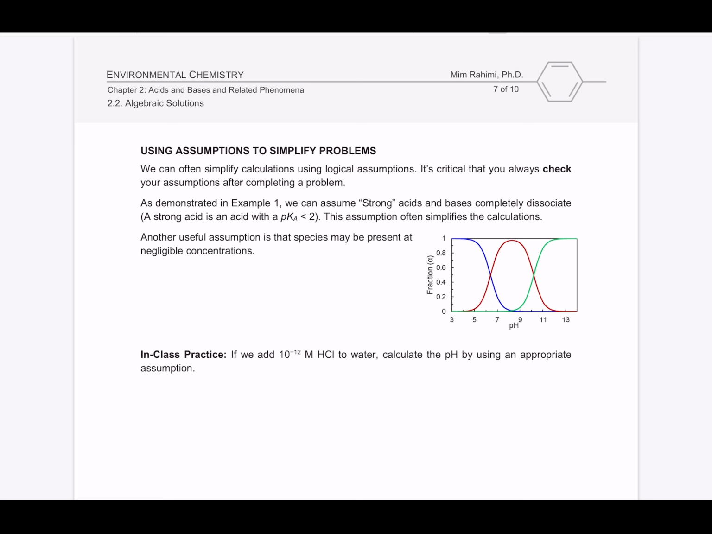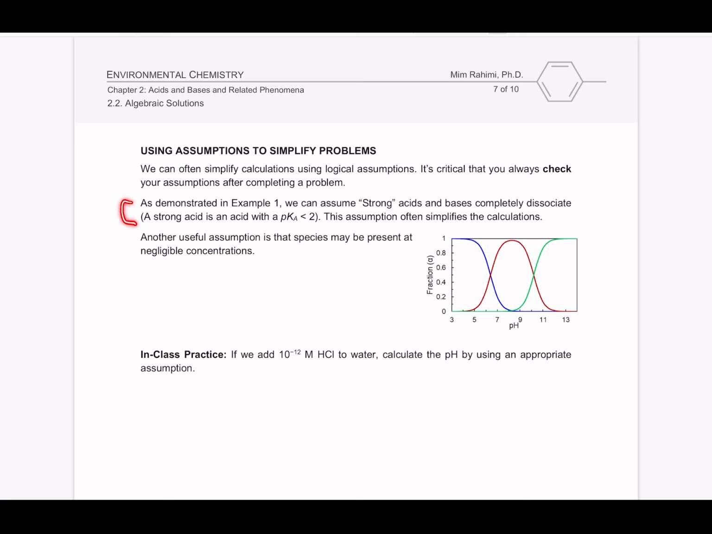But be very careful with assumptions. Every time you're assuming something, you have to check that down the road when you do the calculation. Here we had the assumption of Ka way bigger than H plus, and we checked that. It was 10 to the minus 3, way smaller than 10 to the power of 3. So it's good to do that.